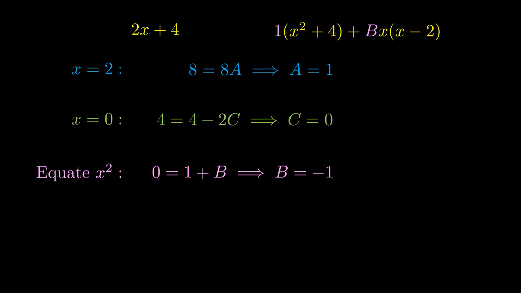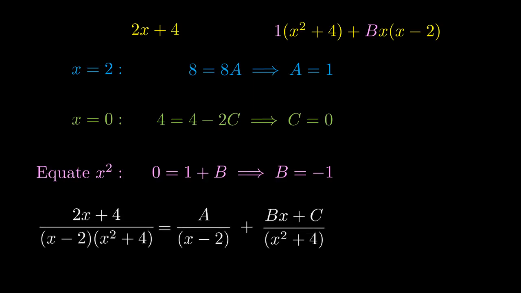So that way we have it then, a is 1, b is negative 1, c is 0. So we return now to the fact that the original fraction must equal the sum of the two split ones, and so we just put in a is 1, b is negative 1, c is 0, and we get this. And that's the partial fraction decomposition for that fraction on the left.